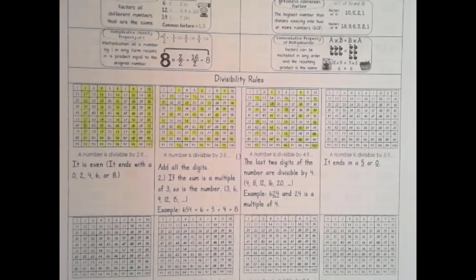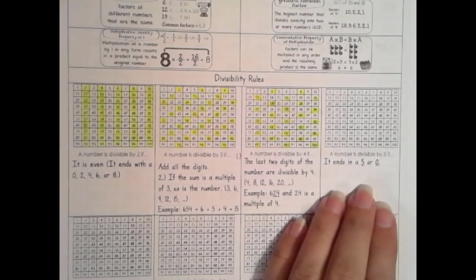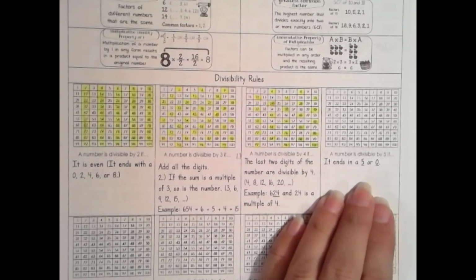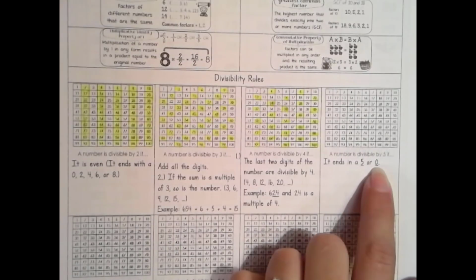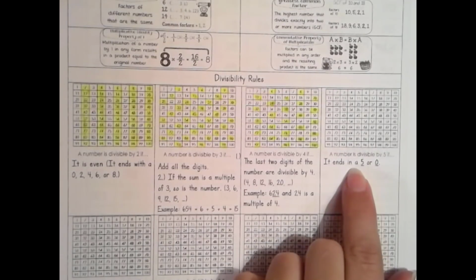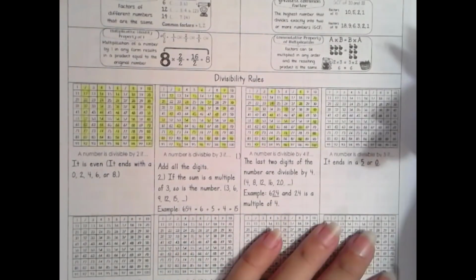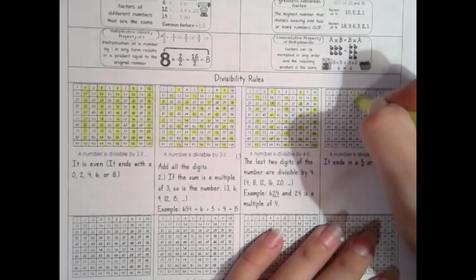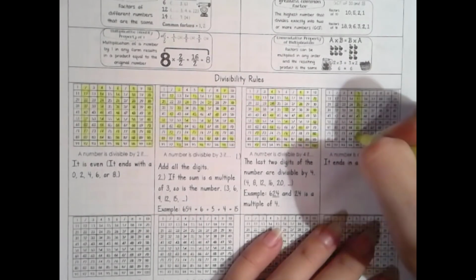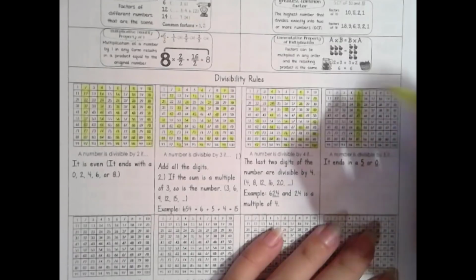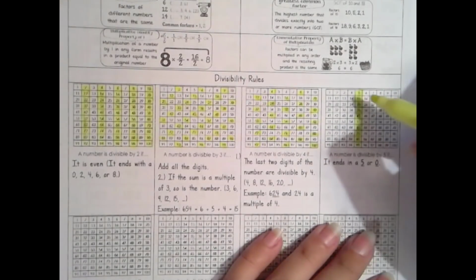All right, now we look at 5. And this one's a very simple rule. It ends in a 5 or a 0. If the last digit's a 5 or it's a 0, then 5 is a multiple. And the only two columns are the 5 columns here, that it ends in a 5.